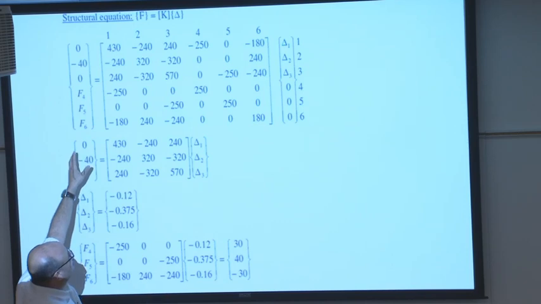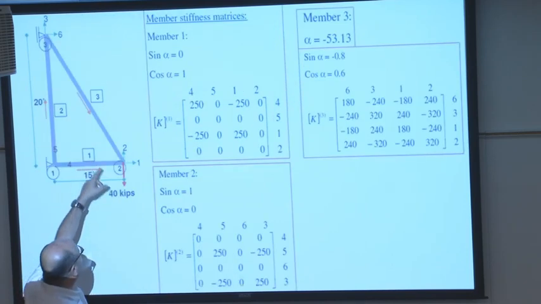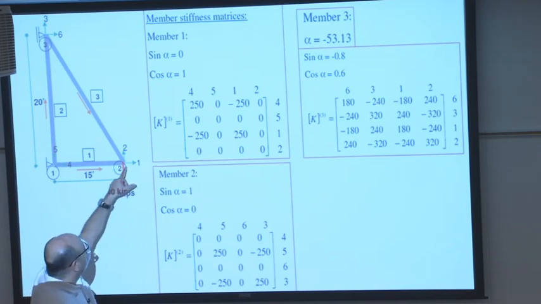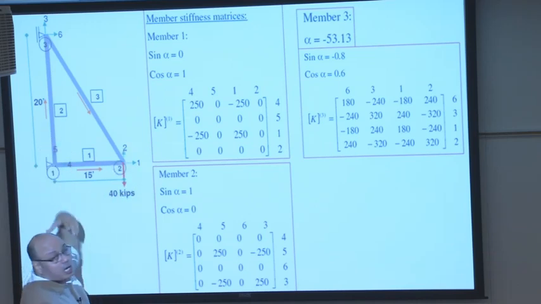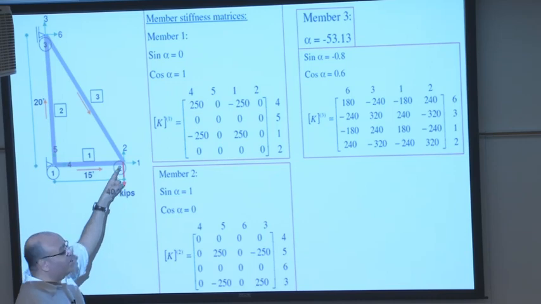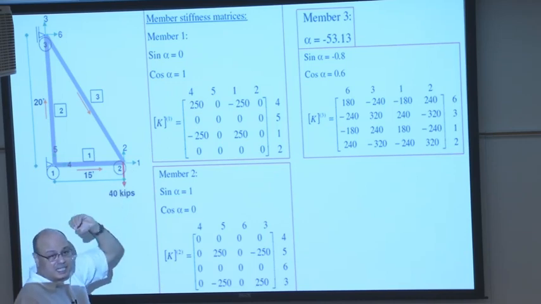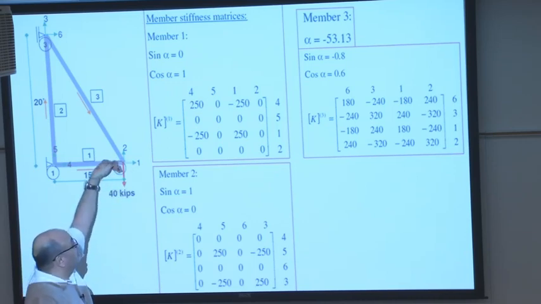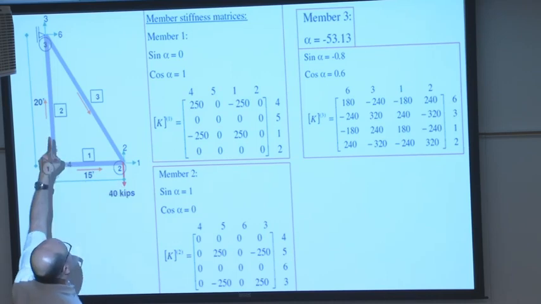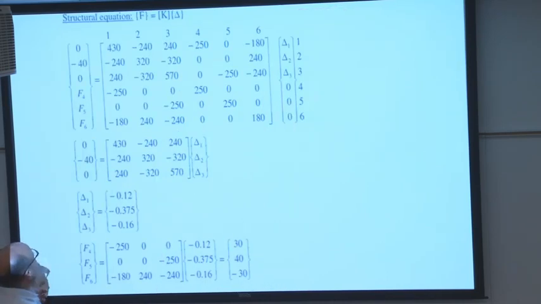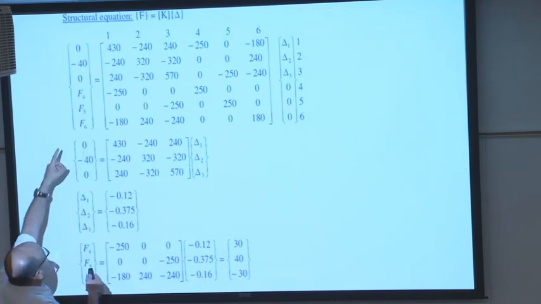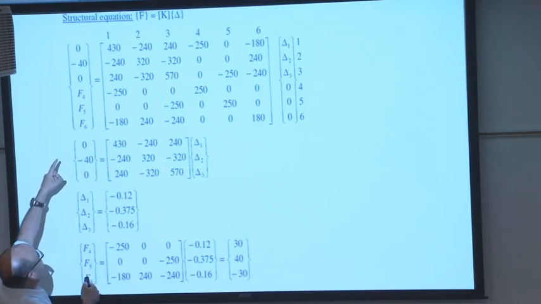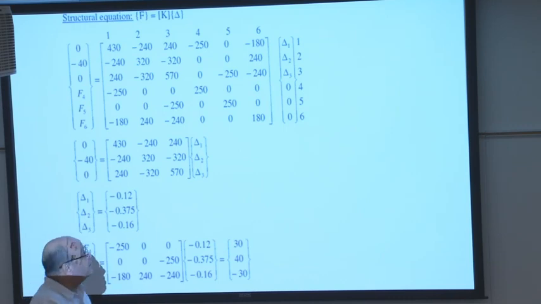Displacement 1, 2, and 3 are unknowns, and you have some forces. Let's go back to the structure. Displacement 1, 2, and 3 are unknown displacements. Do we have any force at 1? It is 0. At 2, it is negative 40. At 3, we have 0. That's why we have 0, negative 40, and 0. Correct? If you would like to solve this, what do you do?